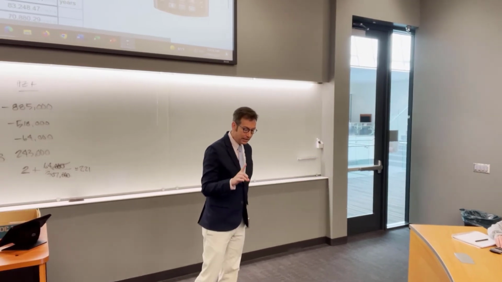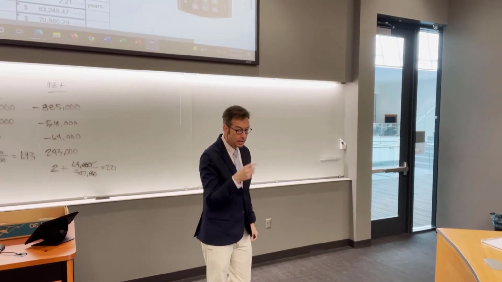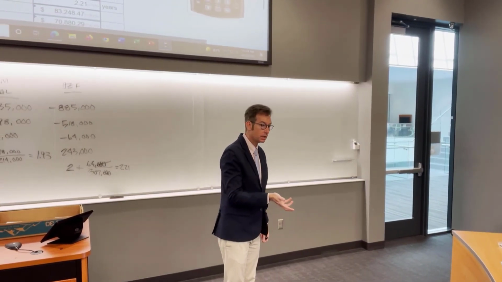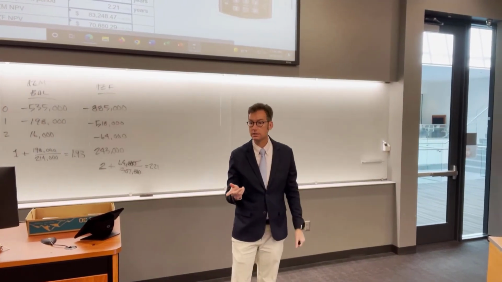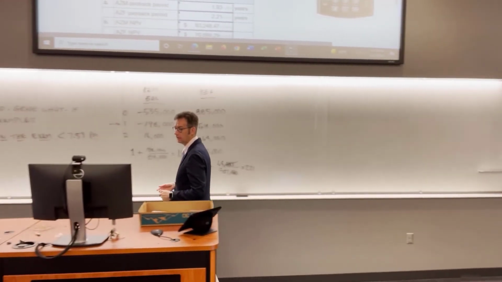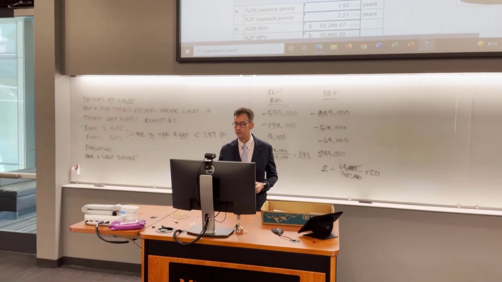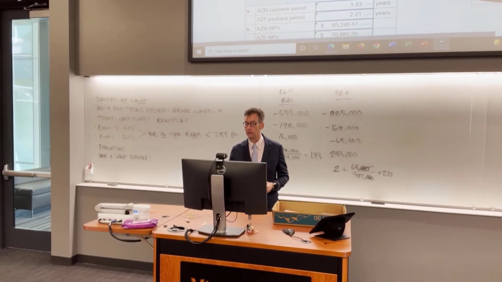You've got to solve B and C for AZM first while you've got those cash flows in there, and then solve B and C for AZF after. Does that make sense? You don't want to type that stuff in again. Okay, so I'm going to say CF, second, work. What is CF0 for AZM?